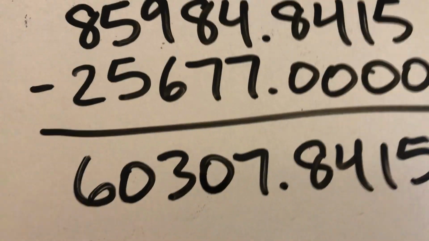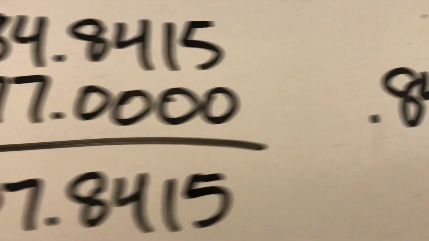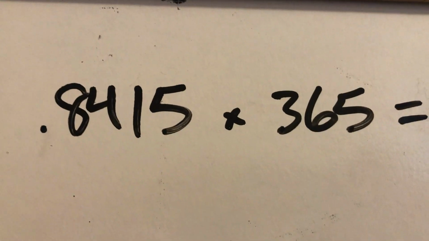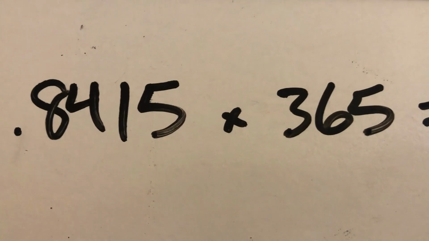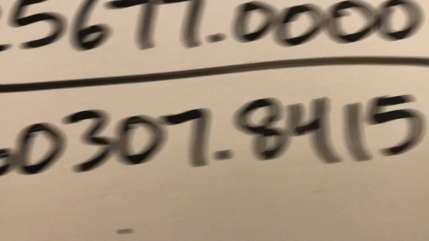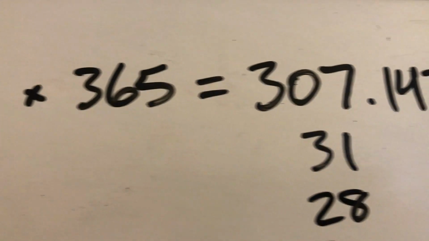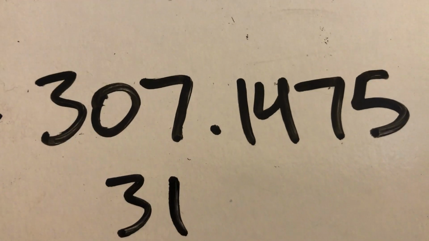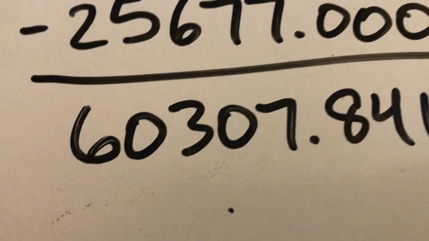All right, that's the year, 60307 CE, and then this number right here tells us what portion of the year we're into at that point. So to figure that out in days, we do 0.8415 times 365, and we know it's 365 because it's not a leap year, because the year ends with a 7. If it were a leap year, we'd multiply by 366, but in days, we know that we are 307.1475 days into the year 60307.